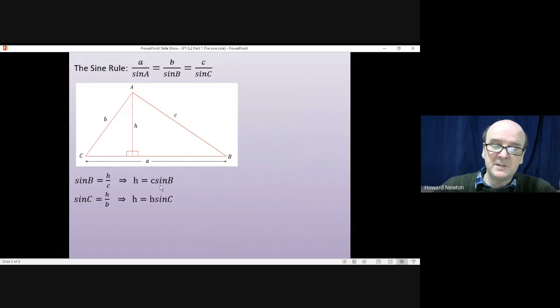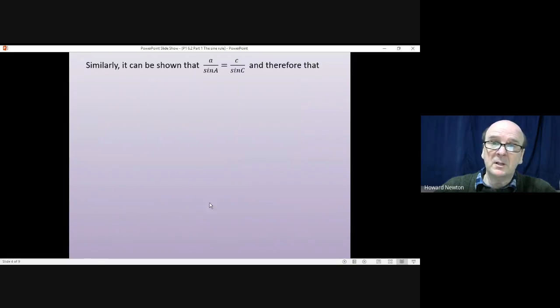Now we found h by two different methods, but both of those things equal h, so they must both equal each other. So b times sine C must equal c times sine B. They both equal h. Rearranging that gives us the sine rule. So b over sine B is equal to c over sine C. I chose to work from angle A. If I'd chosen to work from a different angle, then I could show in exactly the same way that a over sine A must also equal c over sine C. And therefore that all three things are the same as each other.